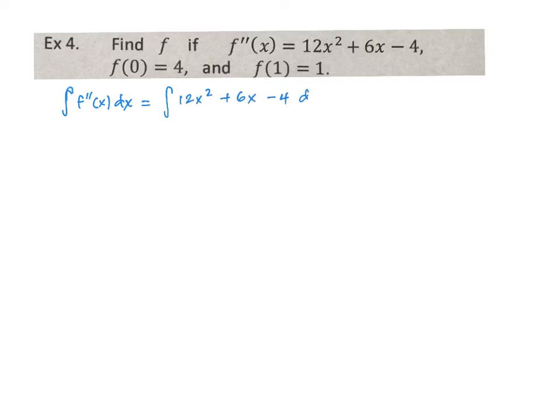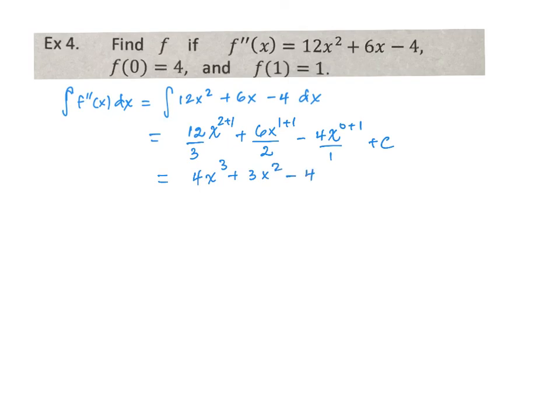The integral of f double prime of x dx equals the integral of 12x² plus 6x minus 4 dx. The antiderivative of 12x² is 12 times x to the 2 plus 1 divided by 3, plus 6x raised to the 1 plus 1 divided by 2, minus 4x to the 0 plus 1 divided by 1, plus c. Simplify, we get 4x³ plus 3x² minus 4x plus c. And that equals f prime of x.